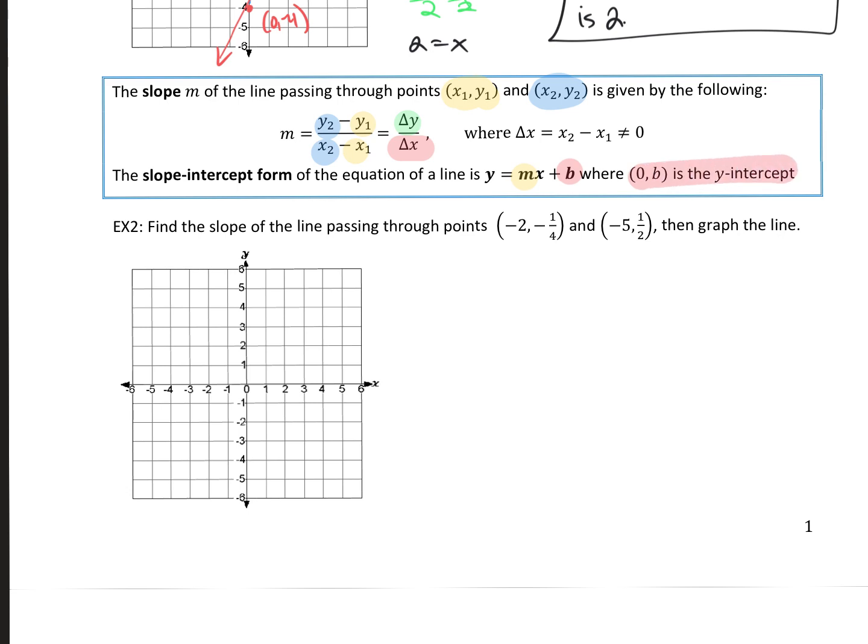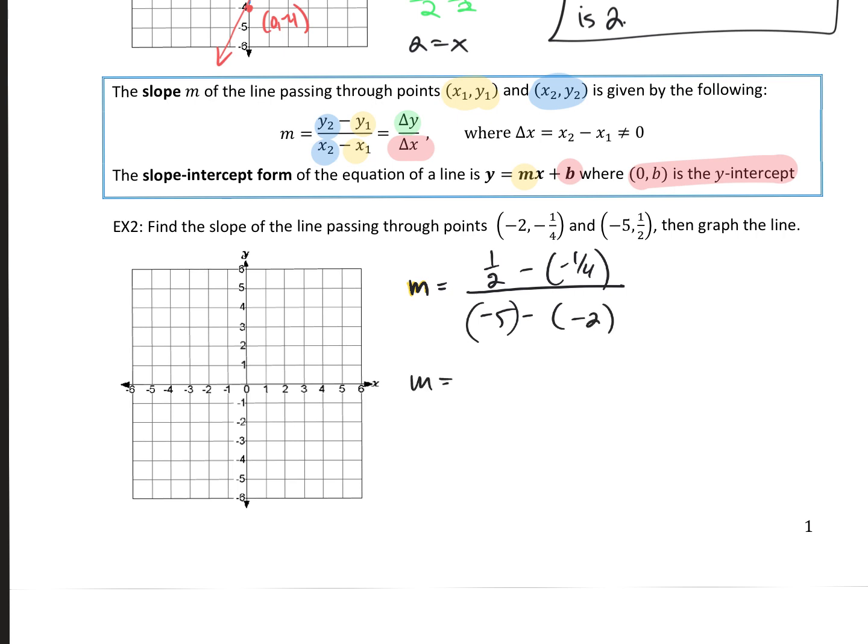All right, example 2, find the slope of the line passing through the points (-2, -1/4) and (5, 1/2), then graph the line. All right, first let's go ahead and find m. M is going to equal, we have to take the subtraction between the y's and the subtraction between the x's. So I'll do the y's first, so that'll be 1/2 minus -1/4 over -5 minus -2.